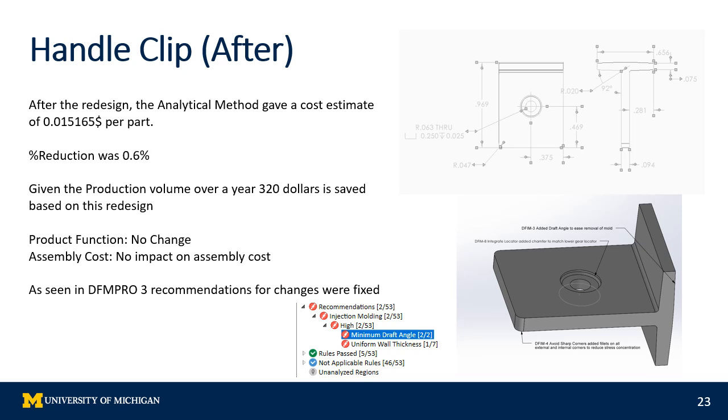After the redesign, we see the analytical method gave a cost estimate of $0.015 per part, and the reduction was around 0.6%. Given the production volume, the dollars saved were around 320, and this had no impact on the product function as well as the assembly cost. And as seen in DfM Pro after, 3 recommendations for the changes were fixed.